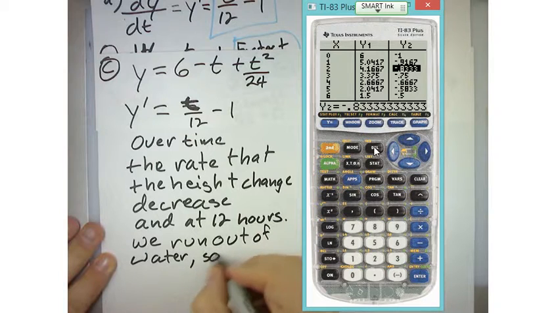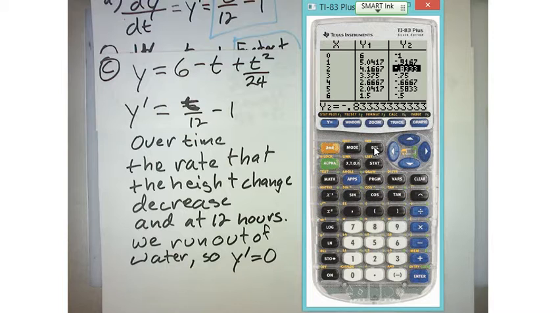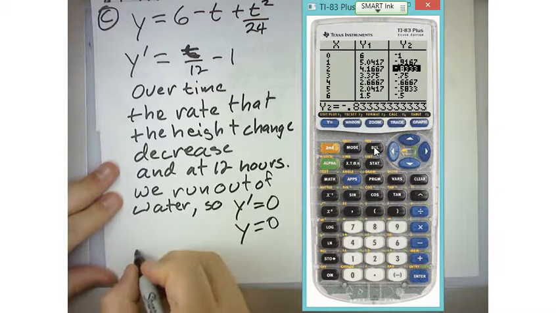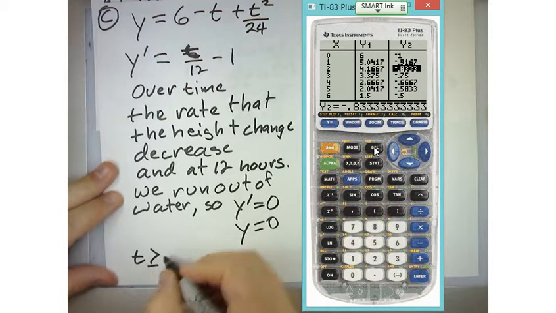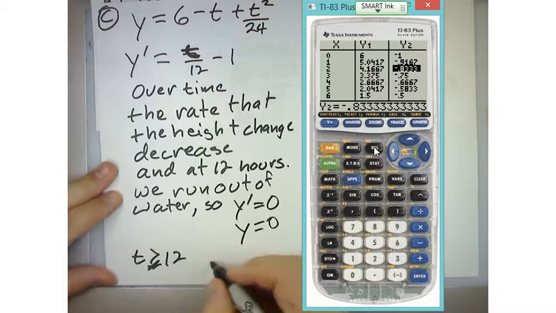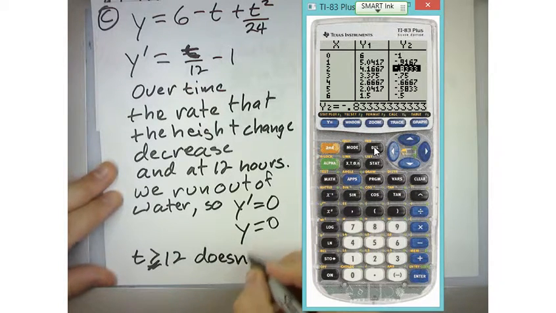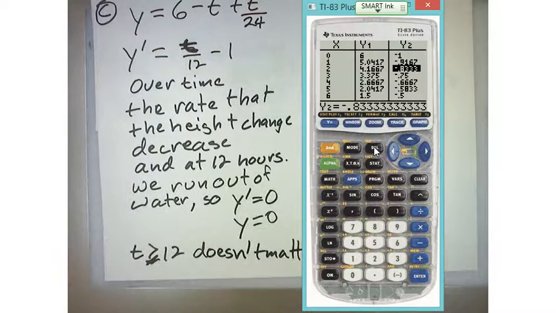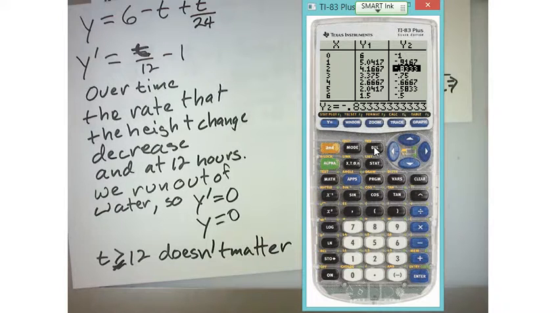So y prime equals 0 and y equals 0. So once we run out of water, that's it. Now t greater than 12 doesn't matter, or something along those lines. Does that make sense to you guys? Okay. And so that's what engineers use calculus for.